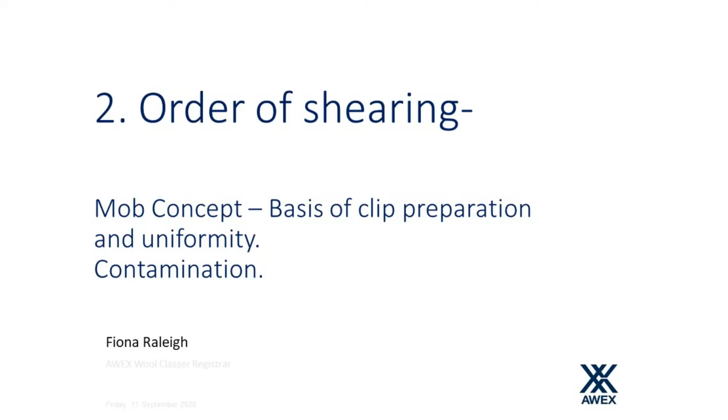Point number 2 for grower responsibility, and that's the order of shearing. Australian wool preparation is based on this concept called the mob concept. That is, all sheep that have run together under 12 months and have had the same management and bloodline is the basis of uniform lines of sale wool. It's important for the grower to understand that for a classer to prepare wool correctly, the way that the mobs are presented can impact greatly on the lines that they make.